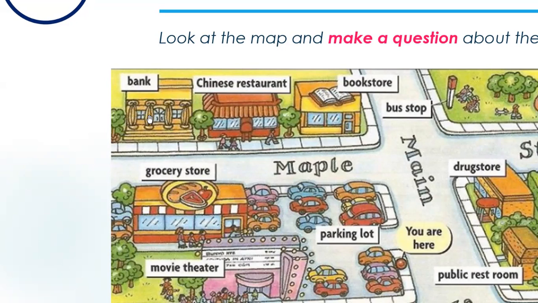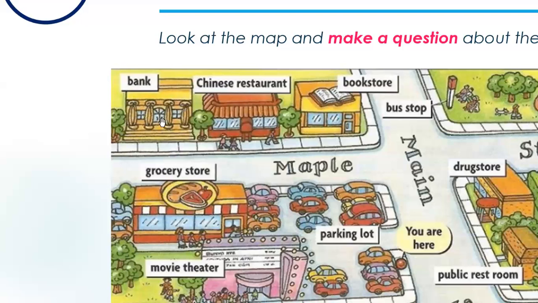The bank is on Maple Street next to the Chinese restaurant. Okay. You have three options now. Option one, the bank, Maple Street. Okay, let's repeat. Option one, the bank is next to the Chinese restaurant.